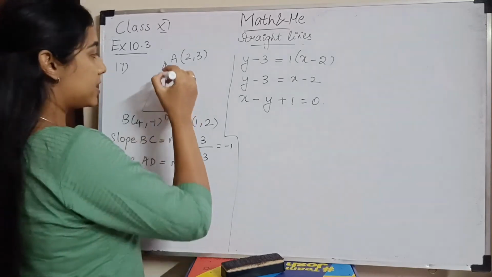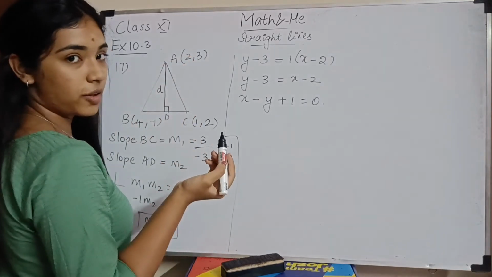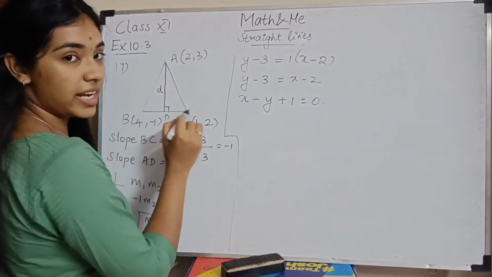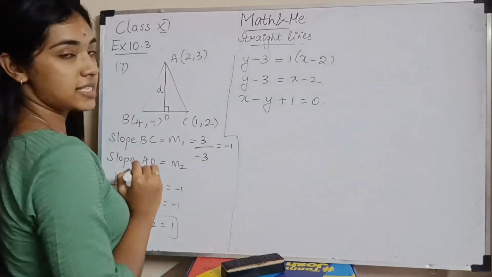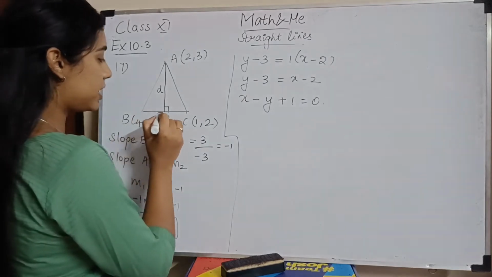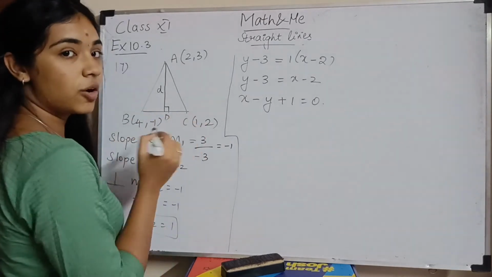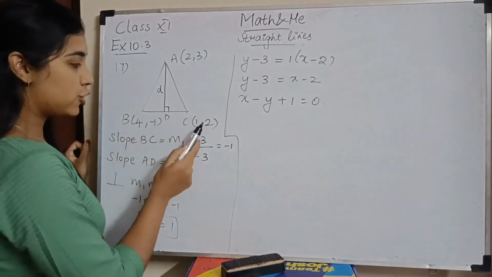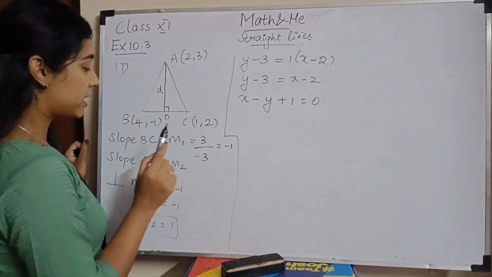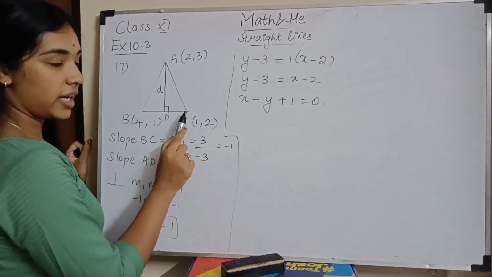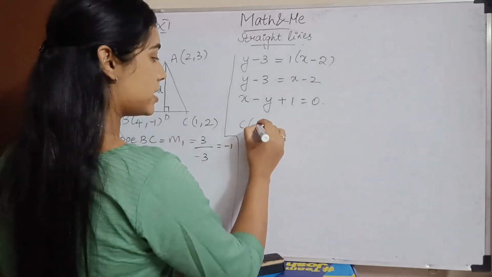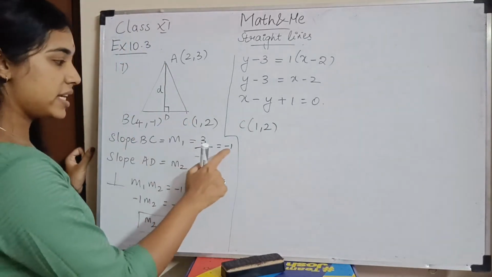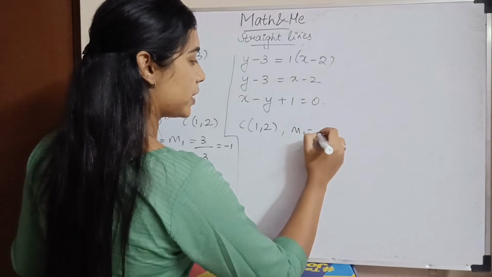So now how do you find the distance? Distance formula: we know if a point is given and if an equation of the line is given, you can find the distance. Correct? So I need to find the equation of this particular line, BC. How do I find it? I know the slope of this line, and I can use any one of the points. So I'll use the point C, which is 1, 2, and the slope of BC is minus 1. So M1 equals minus 1.